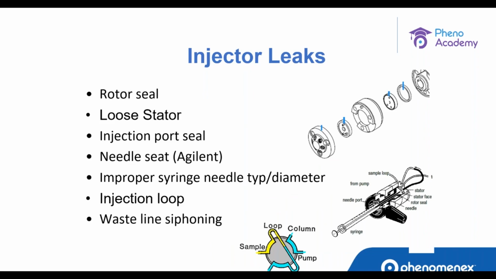The second major factor causing leaking is the injector leak. So injector leaks might come from the following parts: rotor seal, loose stator, injection plug seal, syringe needle, injector loop, and waste line as well. Those parts are also major sources of injector leaking issues.